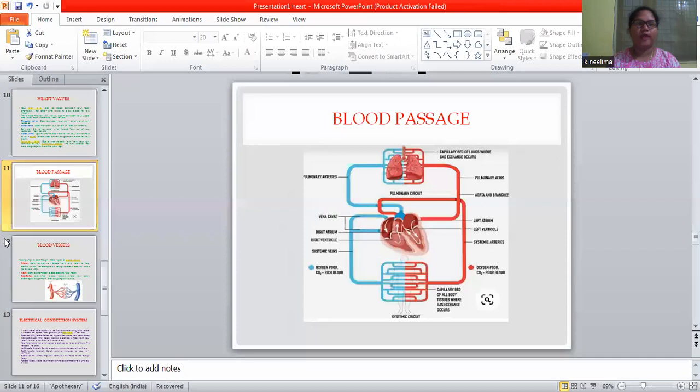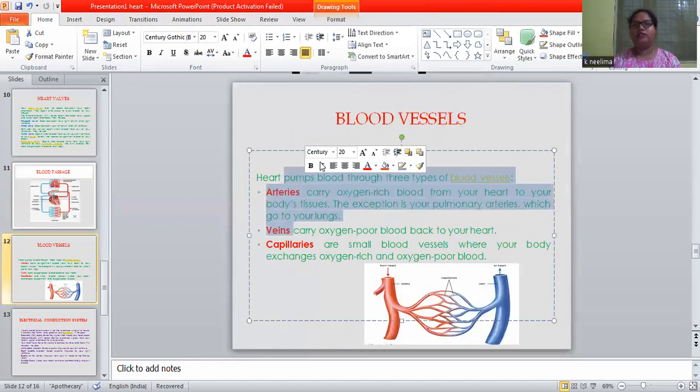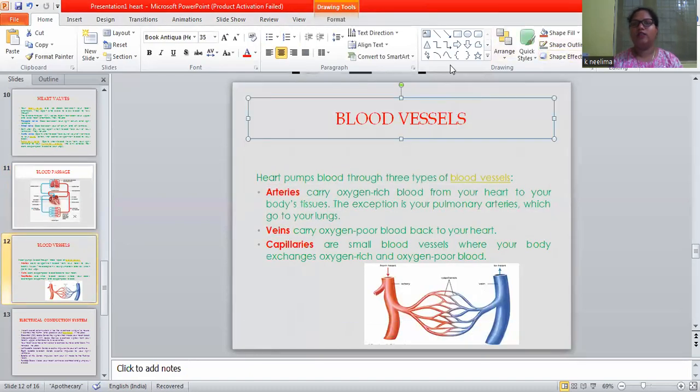So this is the blood passage, and again I will move to the blood vessels. What are the blood vessels? We will discuss what the blood vessels are: arteries, veins, and capillaries.